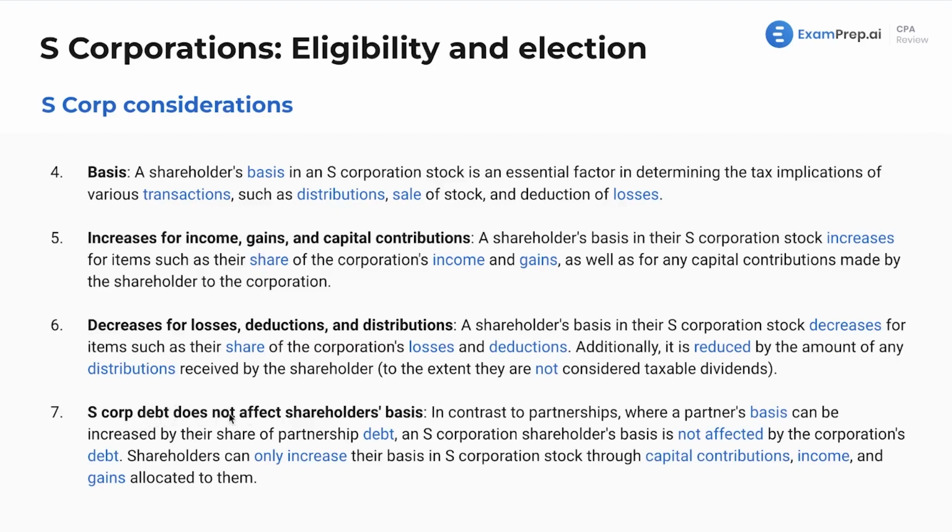The S Corp debt does not affect shareholders' basis, so this is what I was just saying. In contrast to partnerships, where a partner's basis can be increased by their share of partnership debt, an S corporation shareholder's basis is not affected by the corporation's debt. Shareholders can only increase their basis in S corporation stock through capital contributions, income, and gains allocated to them. This is going to be critically important as we see SIMs and multiple choice questions for these flow-through entities dealing with their basis.